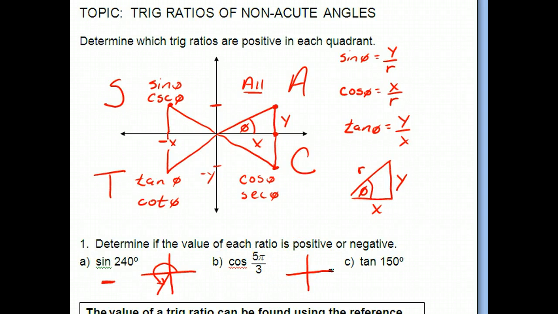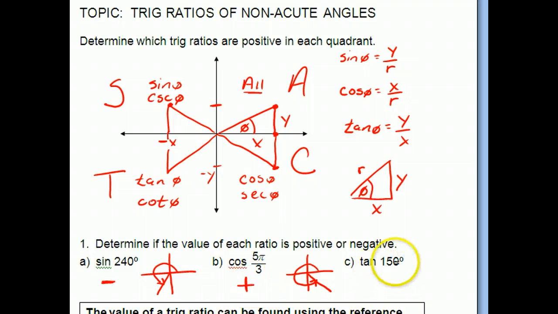Well, I know that a full circle would be 6 pi over 3. So 5 pi over 3 is pi over 3 less, or 60 degrees less, so that puts me in the fourth quadrant. So cos is positive there.